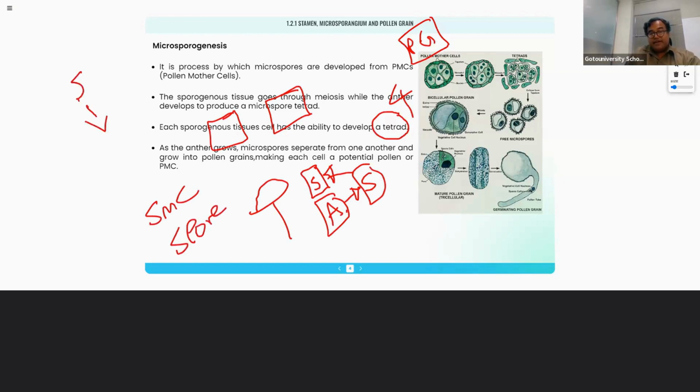So stamen is having anther. Anther is having sporogenous tissue. This tissue is having spore mother cell. Spore mother cell is having spores.